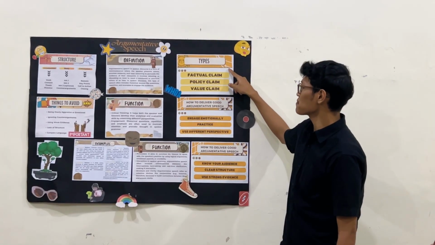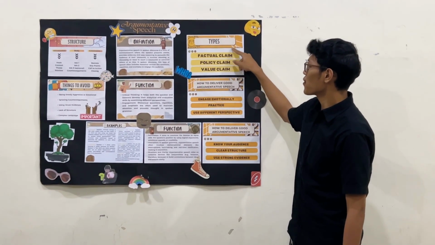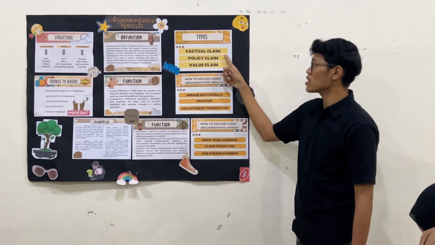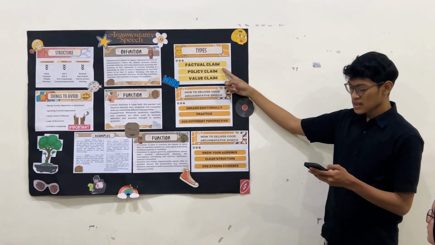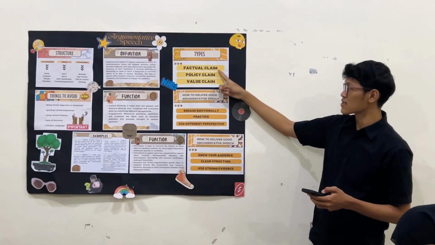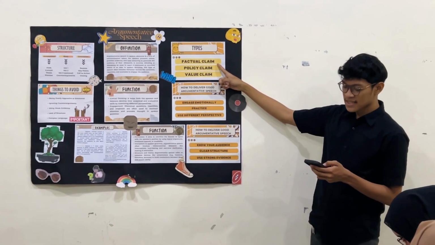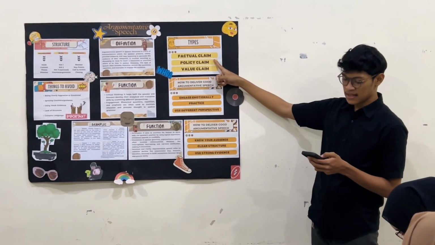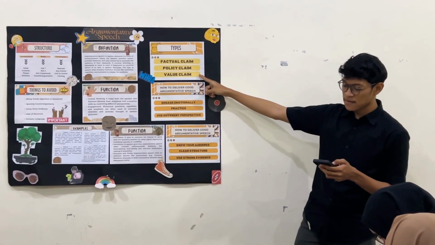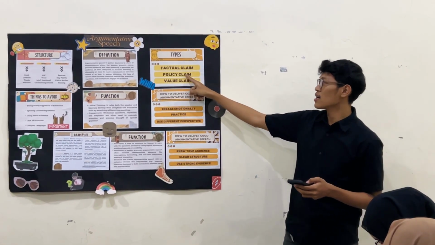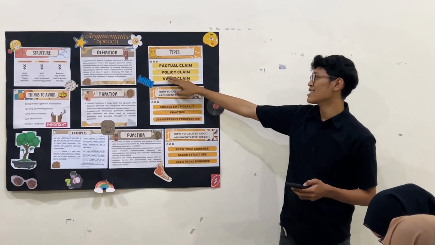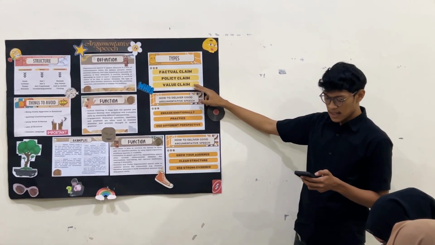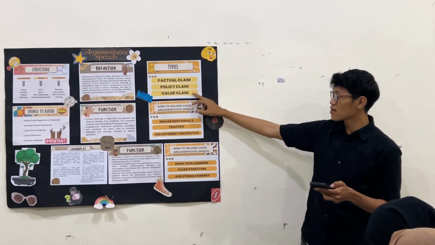And now let's move into the types. In this term, types is for the claim. The first one is factual claim. So factual claim is something true or false. For example, exercise improves mental health. Reading every day helps improve memory. So it's already a factual claim.